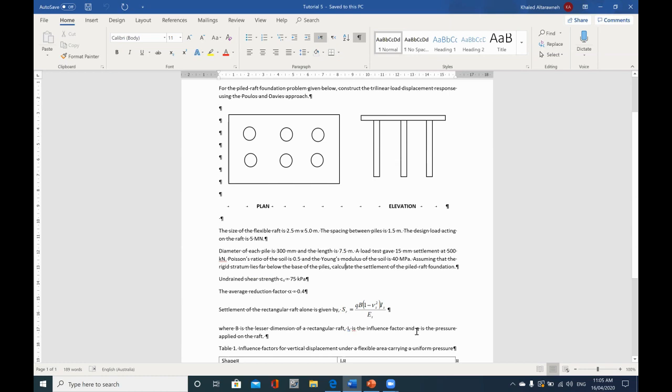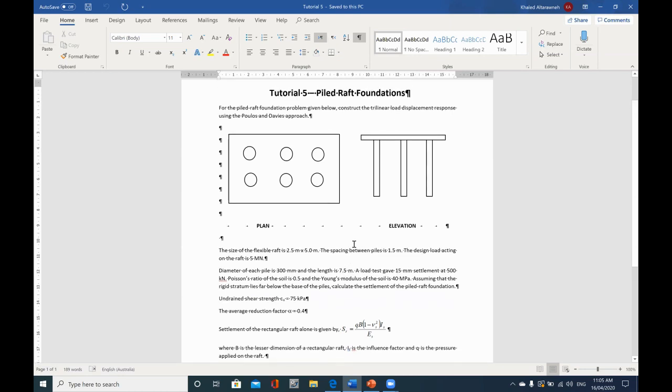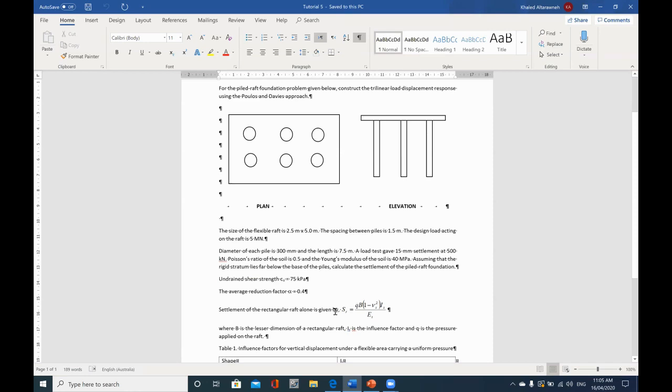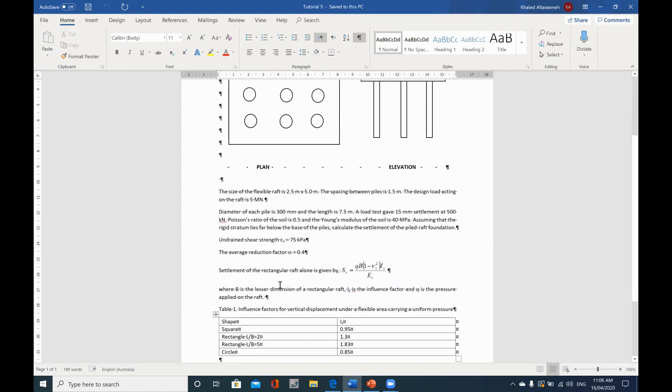We're going to calculate it using the formula. Q is the pressure applied on the raft, which is the working load acting on the raft by itself, but minus the load taken by the pile group system. So we'll calculate this last, it is the last thing to calculate in the problem. B is the lesser dimension, which is 2.5 meter, because we have 2.5 by 5 meters, so we need to consider the lesser dimension of the rectangle, which is 2.5 meter in our case here.